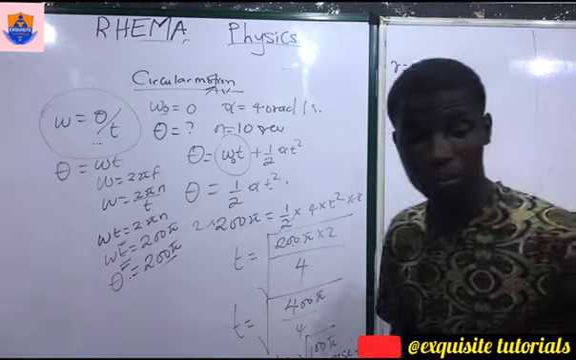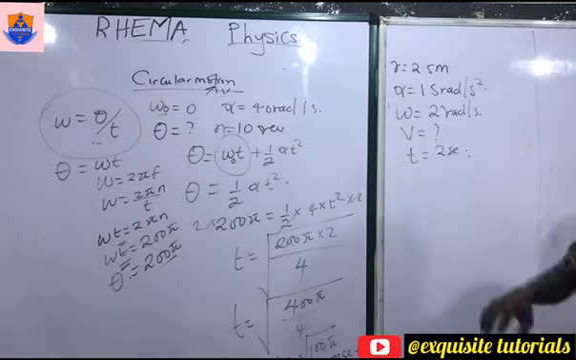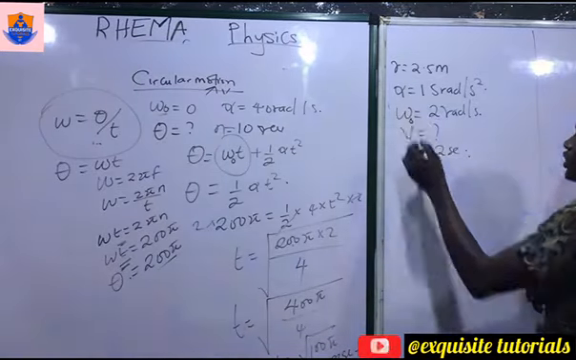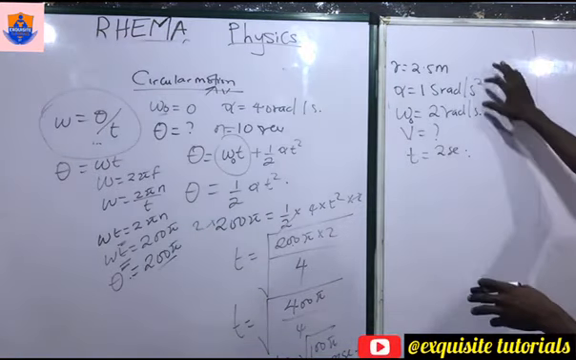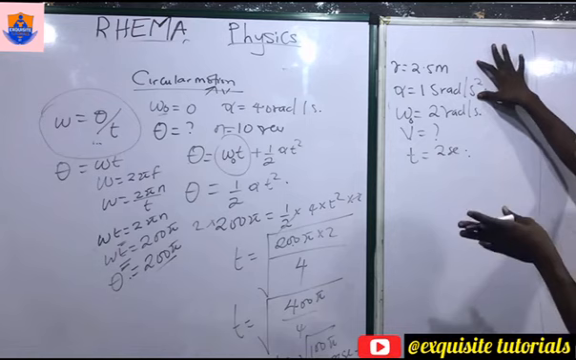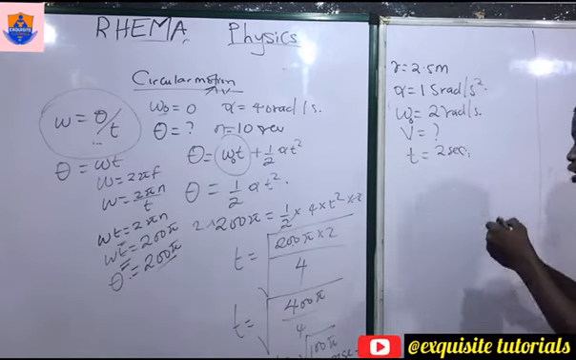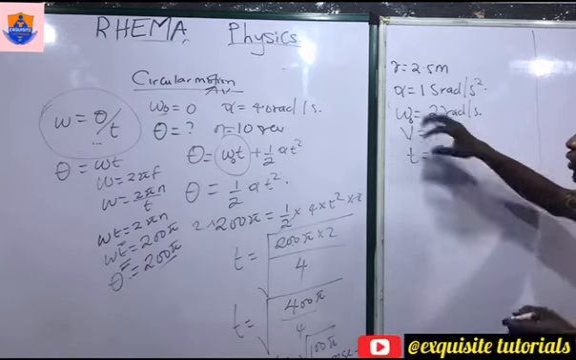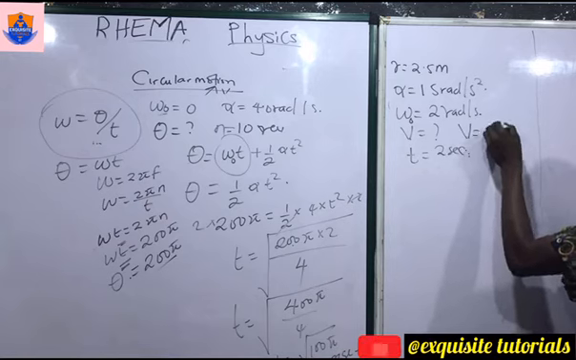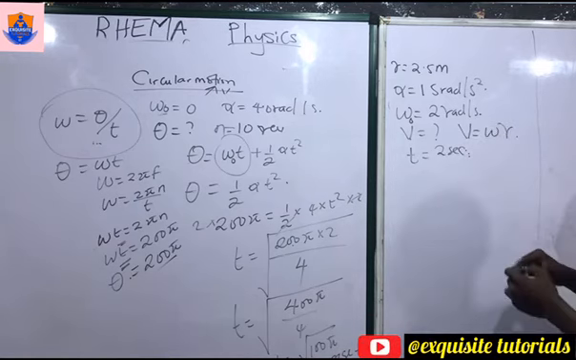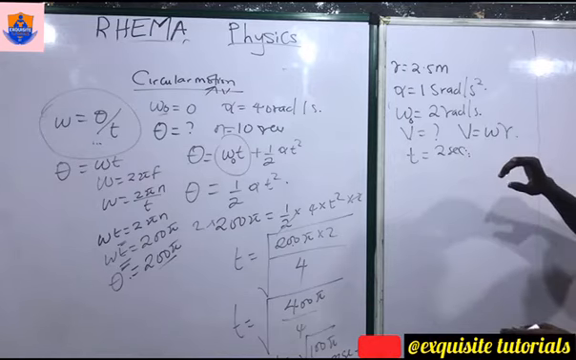Definitely from this question, they've already given you the first angular speed, which is the initial angular speed. This is your angular acceleration, here is your radius, and here is your time in seconds. But how can I get my linear velocity in this case? If you remember, our v is equal to w times r. So with this, you can get your value for the linear velocity.